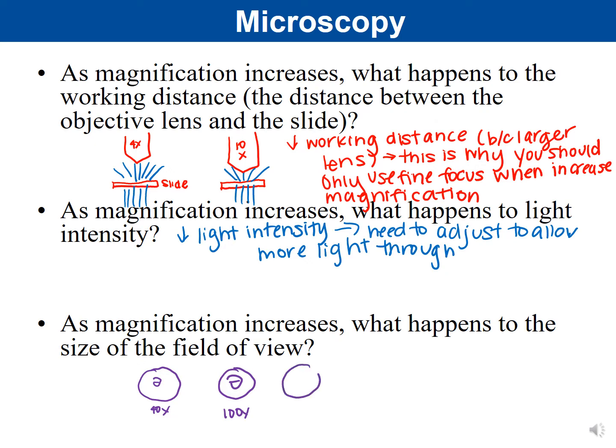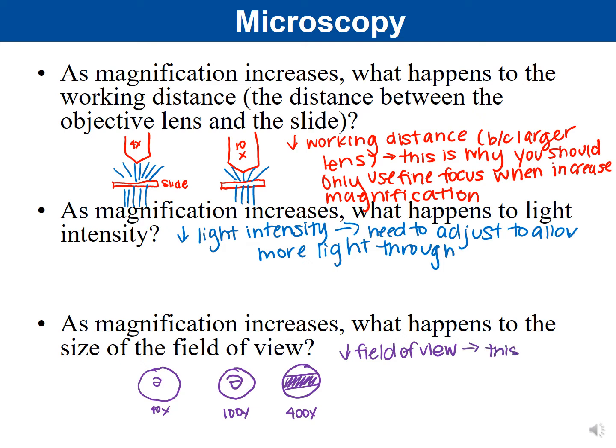And when I go to 400x, I might only now see a portion of that letter E, meaning I might only see that line that comes across, but I don't see the whole letter E. So as my magnification increases, as I'm zooming in, what happens to the field of view? It decreases field of view. Because we're increasing magnification, we're zooming in, now we're not seeing as great of an area.